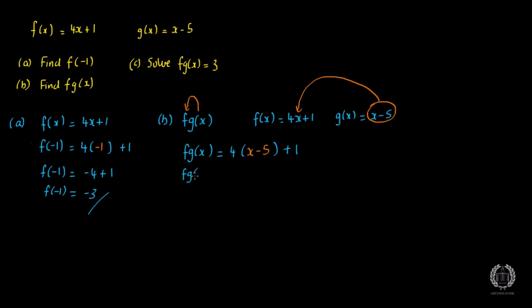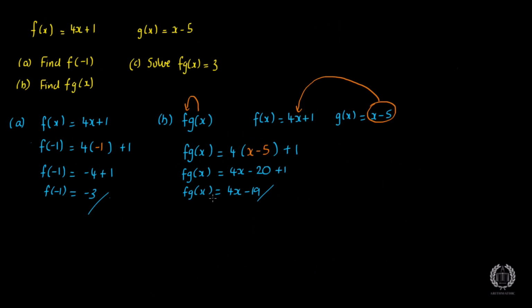So now all you got to do is just expand. 4 times x is 4x. 4 times minus 5 is minus 20 plus 1. And now if you simplify that, 4x and then minus 20 plus 1 is minus 19. That is how you get a composite function. So pretty much this is what you do.